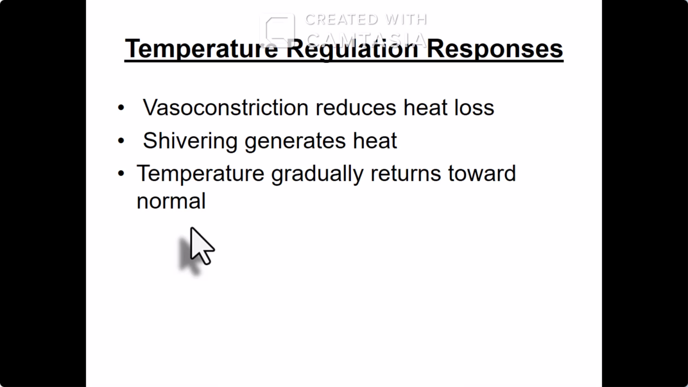Let's discuss a scenario of fall in body temperature. What happens when body temperature falls below normal? Blood vessels constrict, and this process is called vasoconstriction. When blood vessels constrict, it reduces heat loss from the body. At the same time, skeletal muscles begin shivering. So, shivering also generates heat through muscle activity. So, these responses gradually increase body temperature until it returns toward normal.